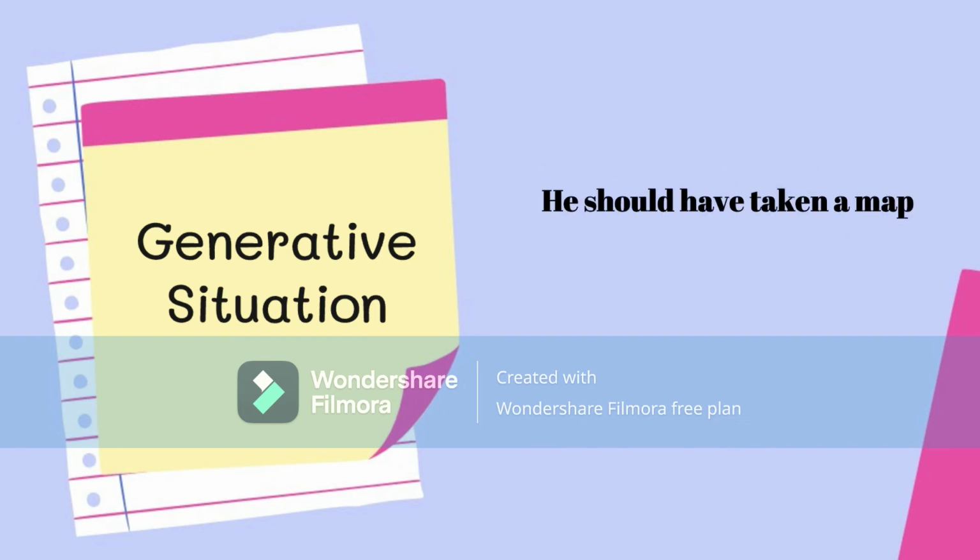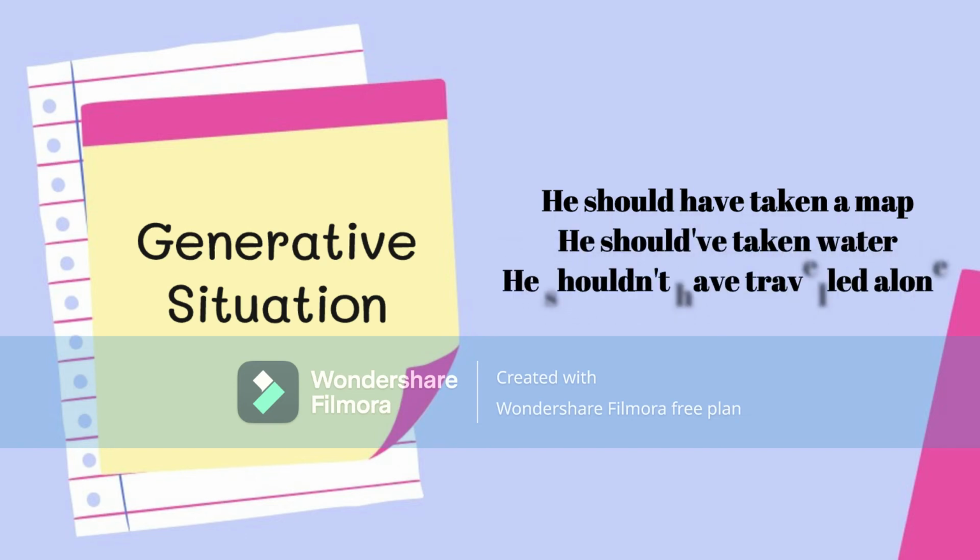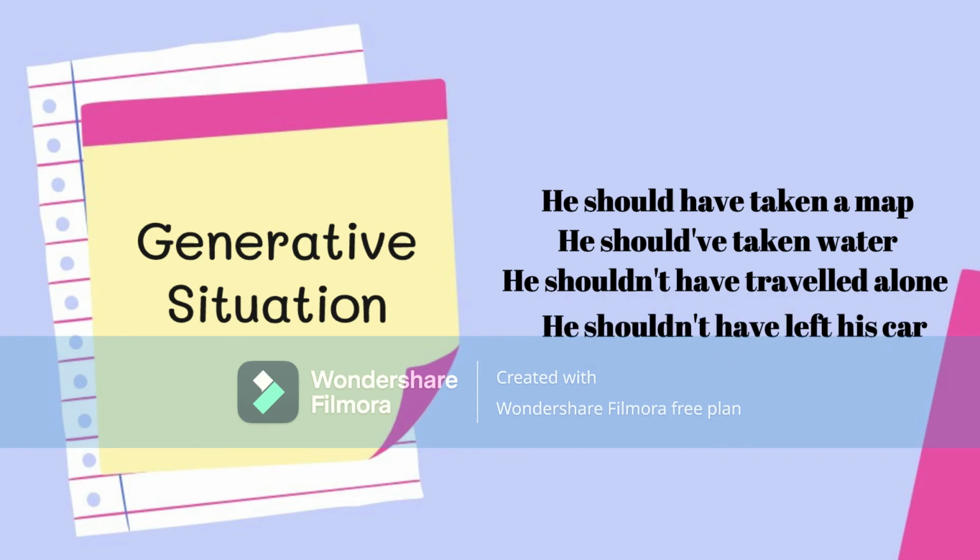He should have taken a map. He should have taken water. He shouldn't have traveled alone. He shouldn't have left his car. A total of 5 sentences. And those are the several examples of sentences of a structure generated under the generative technique.